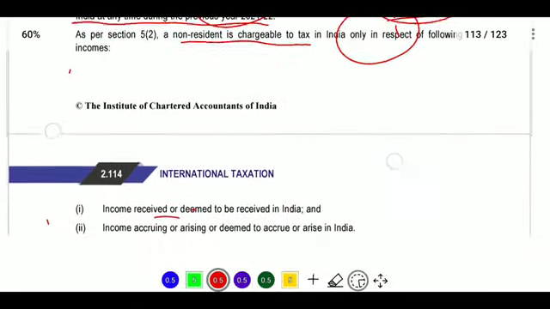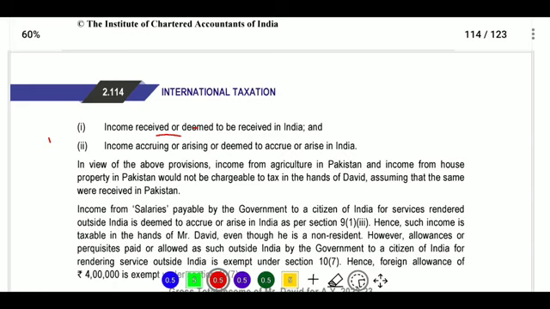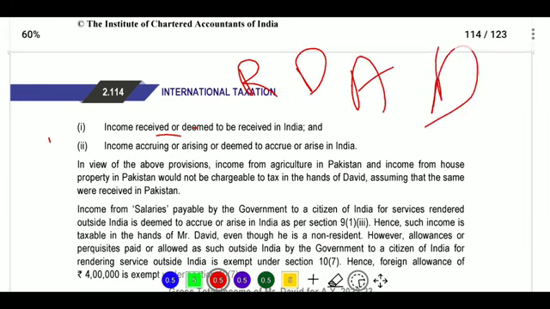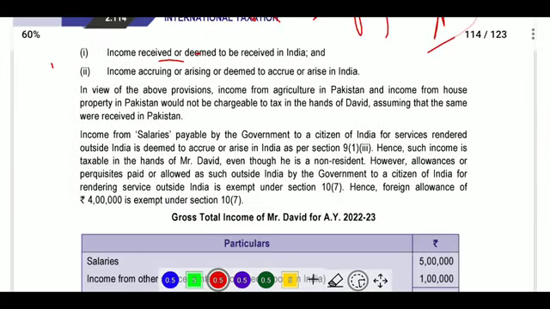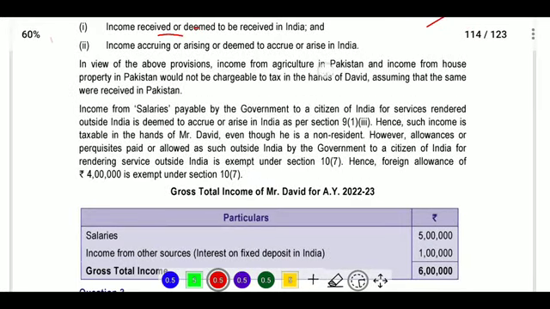It will be taxable only when he is a non-resident, and it must be received or deemed to be received, accrued or deemed to accrue. It will be taxable in India. Next, in view of the above provisions, income from agriculture in Pakistan and income from house property in Pakistan would not be chargeable to tax in the hands of Dravid, assuming that the same was received in Pakistan.